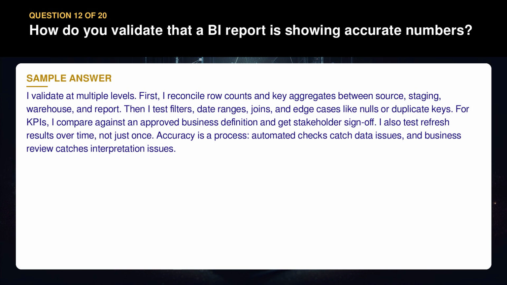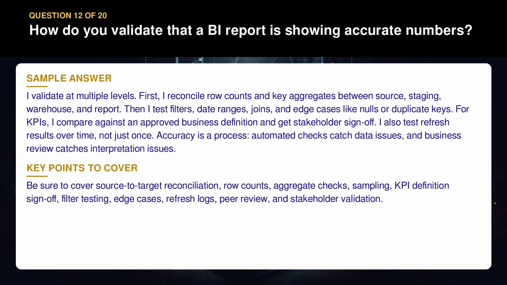I validate at multiple levels. First, I reconcile row counts and key aggregates between source, staging, warehouse, and report. Then I test filters, date ranges, joins, and edge cases like nulls or duplicate keys. For KPIs, I compare against an approved business definition and get stakeholder sign-off. I also test refresh results over time, not just once. Accuracy is a process. Automated checks catch data issues, and business review catches interpretation issues.